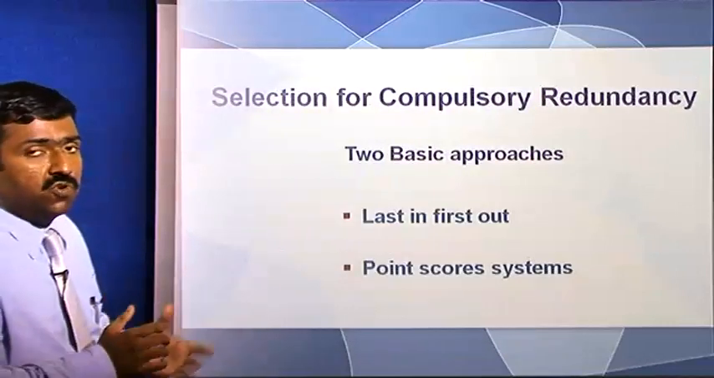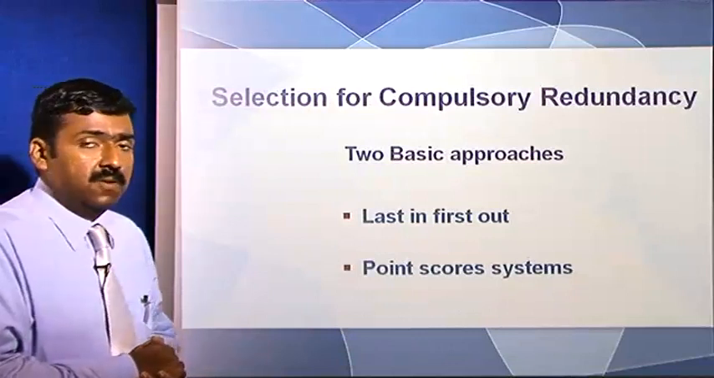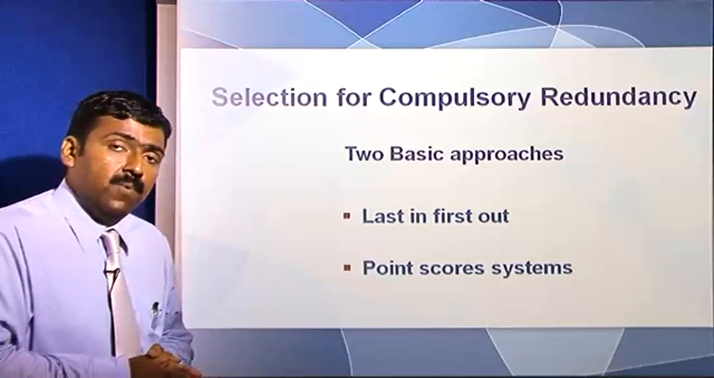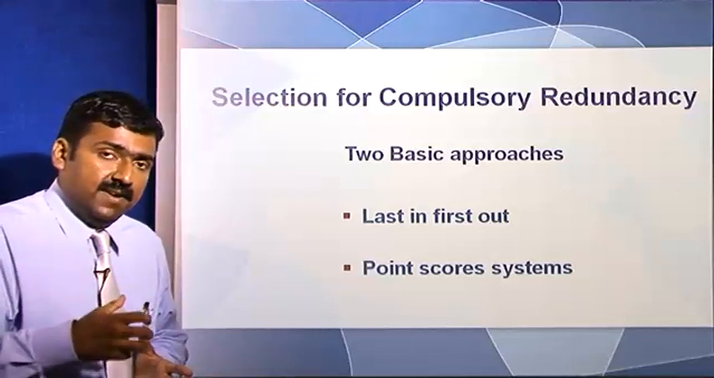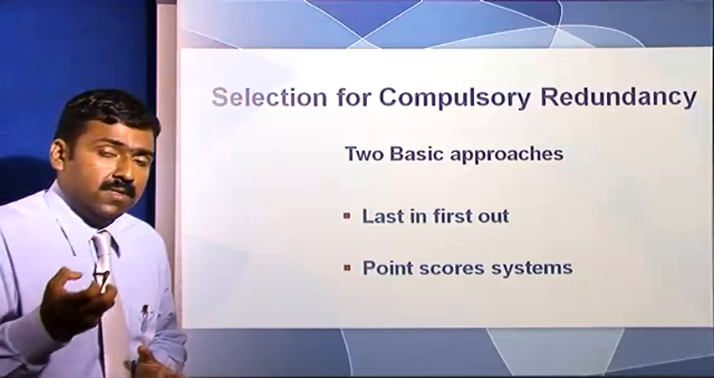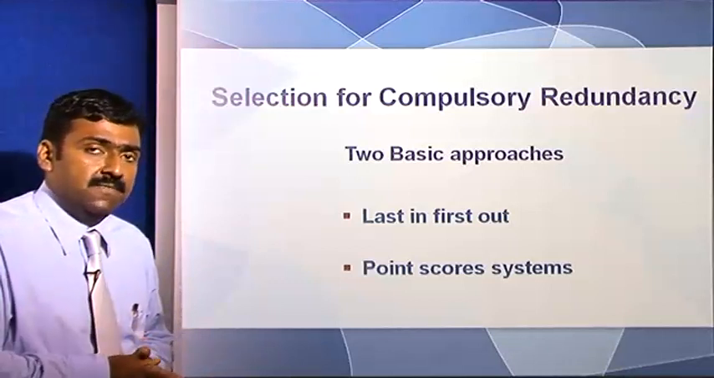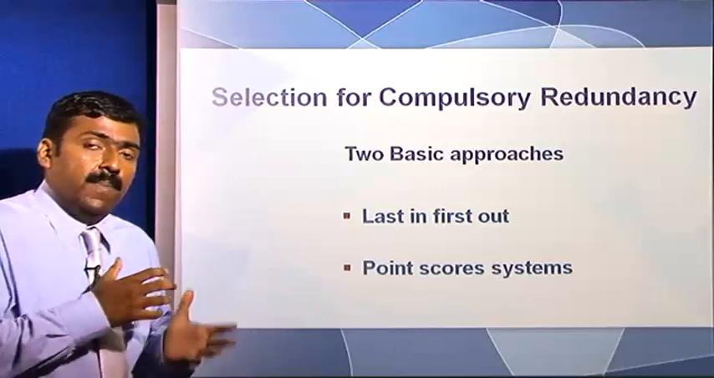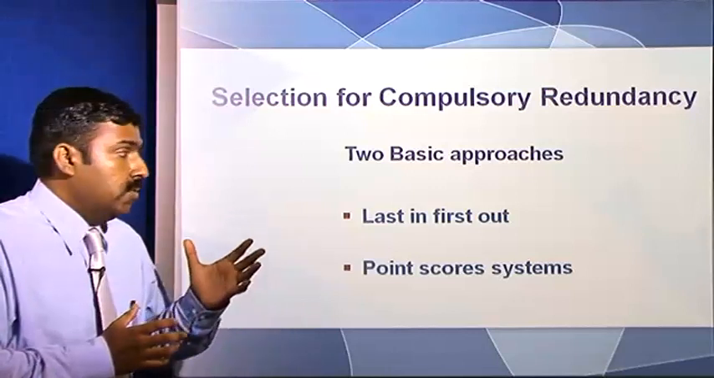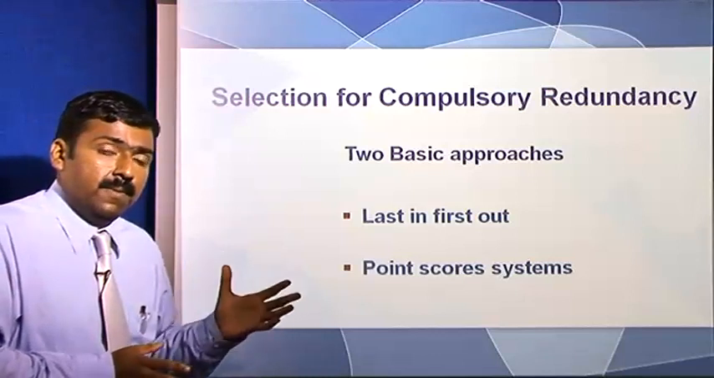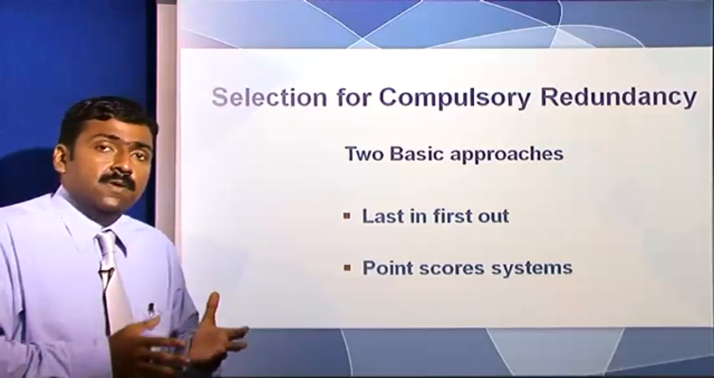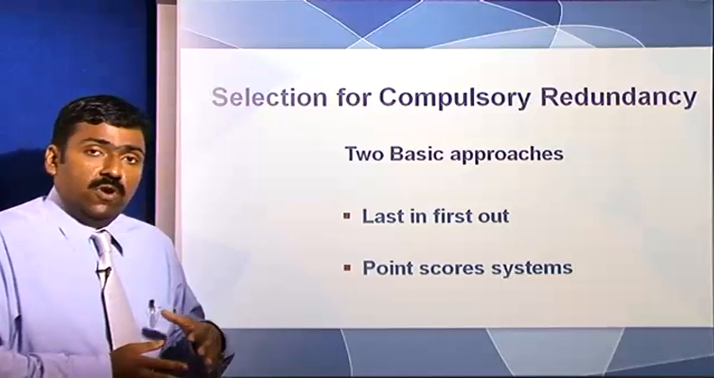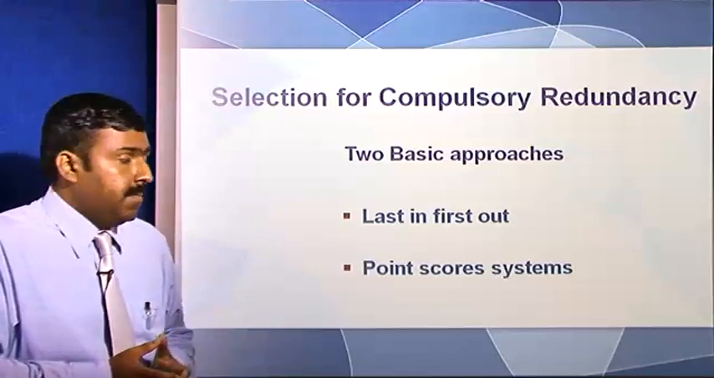Now, what are the approaches to compulsory redundancy? There are two basic approaches. The first and most common is last in first out. People who joined last are selected and they are shown the door. We call it LIFO, or last in first out. The second is point score systems. Point score is a better and more objective system when compared to last in first out, because in LIFO the entire burden is taken by the people who joined the company later, and those who joined earlier survive the axe.